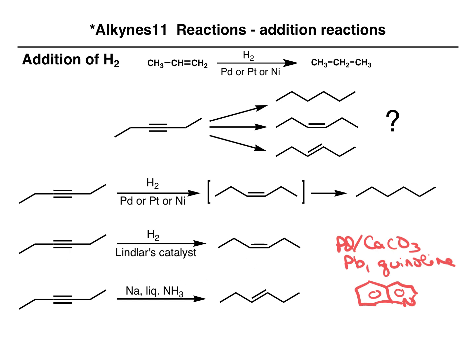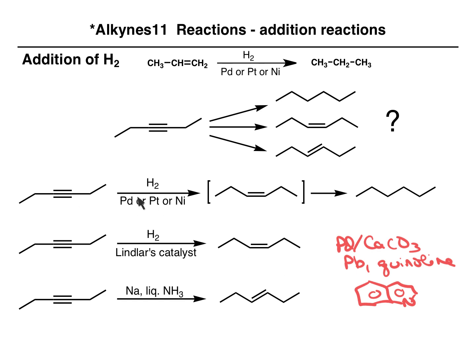And so we get syn addition because the alkyne will approach the surface of the metal, and so the hydrogens are going to add to the same face, resulting in the cis alkene, but this catalyst won't catalyze the second addition, and so you can get this to stop at the cis alkene.